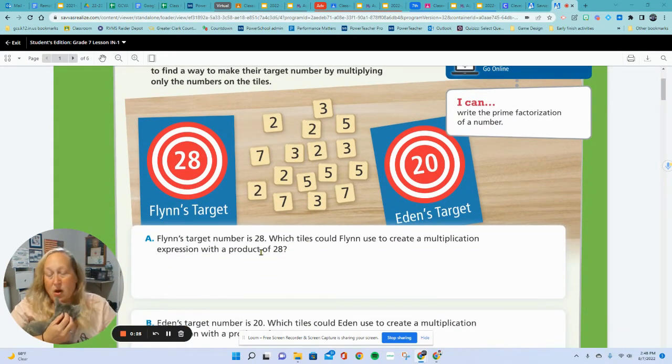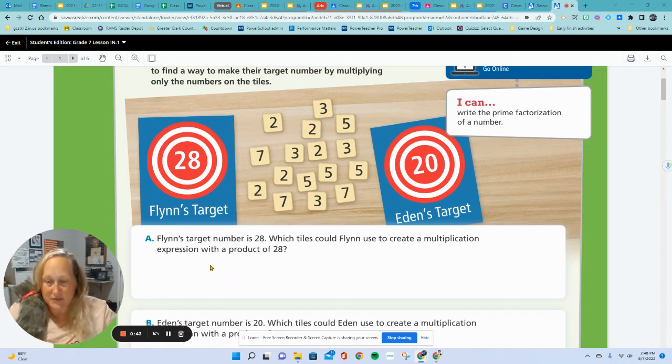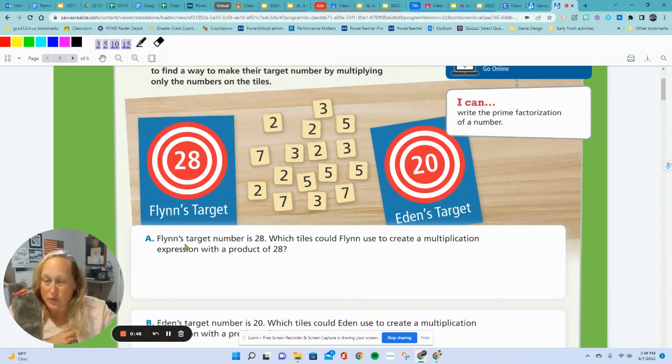Push pause and write down Flynn's number on your desk or a piece of paper, and then list the way that you want to make the number 28. Okay, when you come back, let's see what we came up with. You should have maybe shared in class, but if you did not share in class, you are at home working, and we will do it the same way.